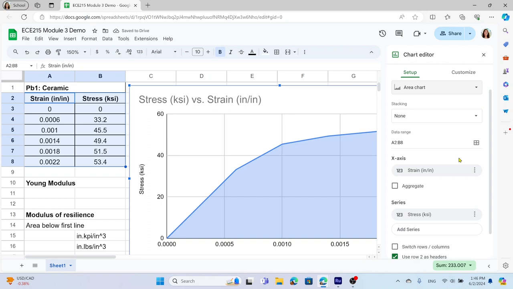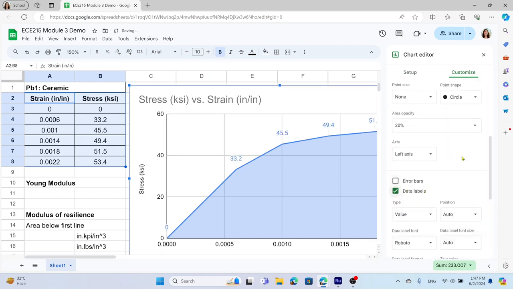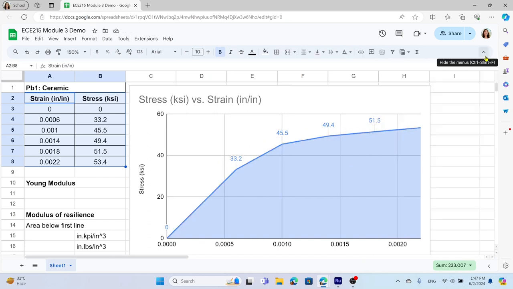because we have some areas to find later, to find the modulus of resilience and the modulus of toughness. So I think it makes sense to see those different areas. I like to add the data labels on customize series. Here we go. So we have the information of the stress for any strain. And close. So here we go.